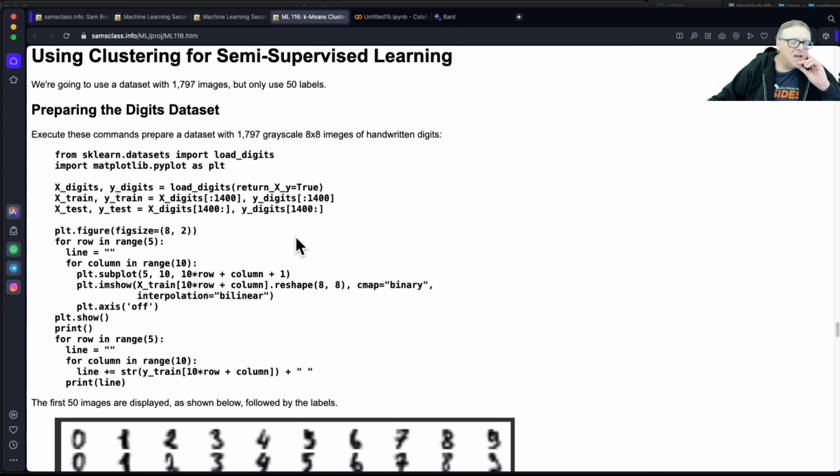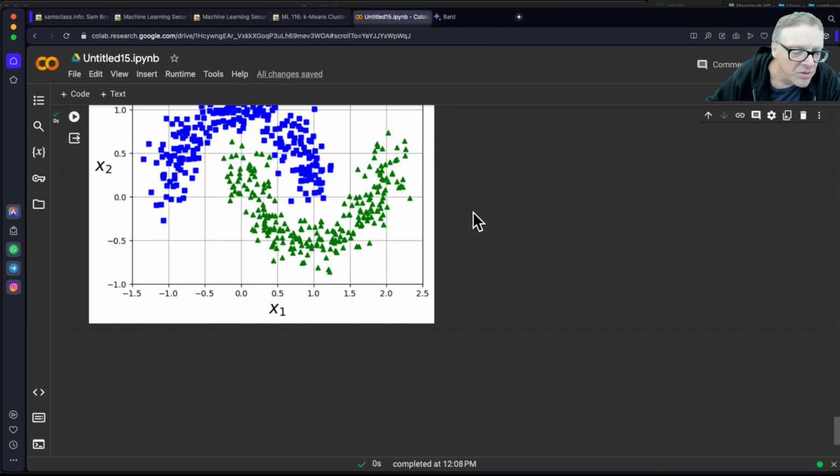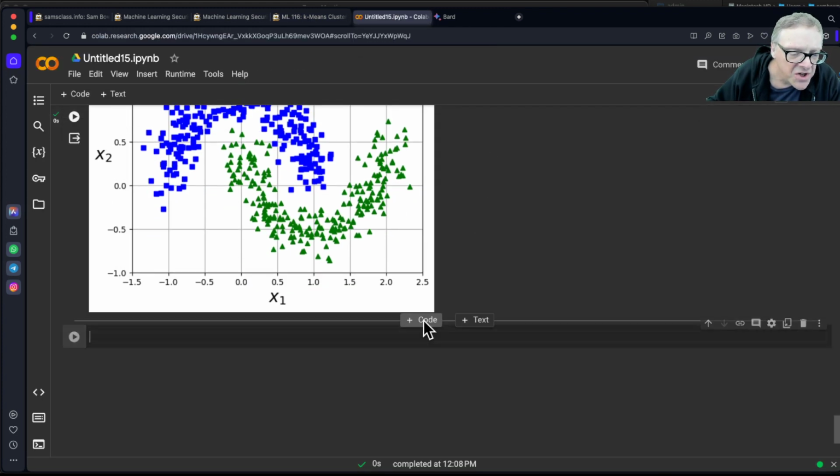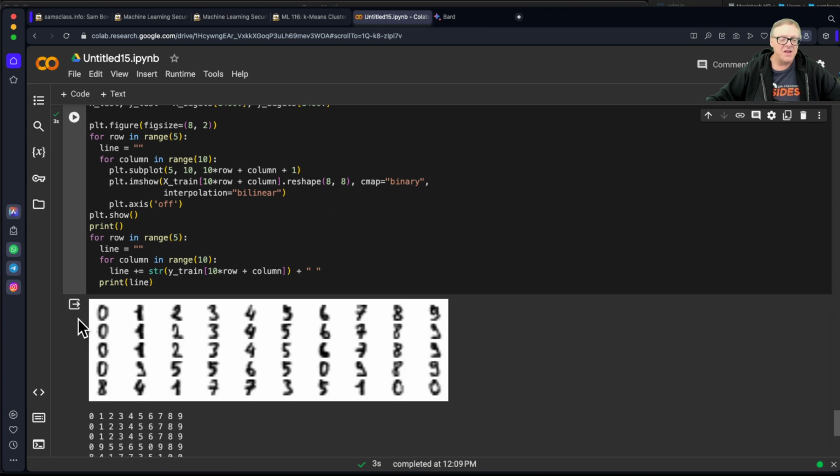And so we're going to use clustering for semi-supervised learning now. I think I'll just keep going with the same one. All right, so now we're going to switch from the moon shapes, dots and such, to those handwritten digits. Okay, there they are. And here are the first 50 handwritten digits.